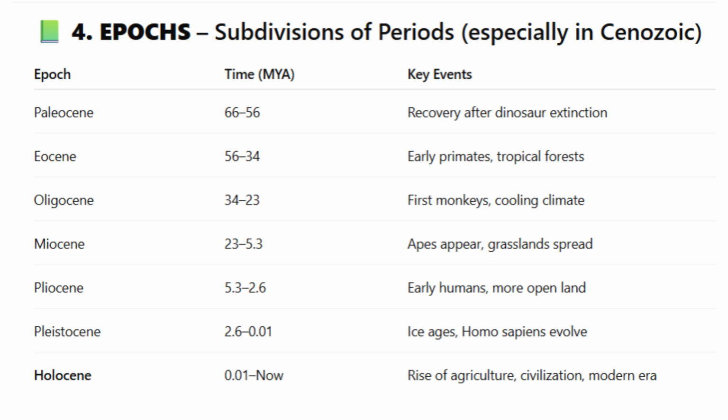Pliocene epoch, 5.3 to 2.6 million years ago. In the Pliocene, the stage is set for humanity. Early human ancestors emerge, and Earth's climate continues to cool. Pleistocene epoch, 2.6 to 0.01. Then comes the Pleistocene, a time of ice ages, woolly mammoths, and the appearance of Homo sapiens, our species.